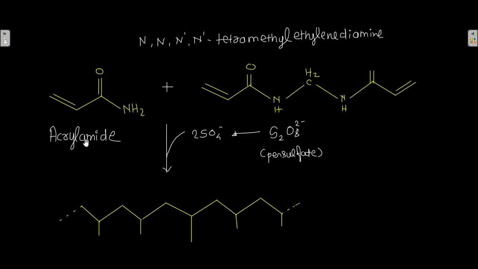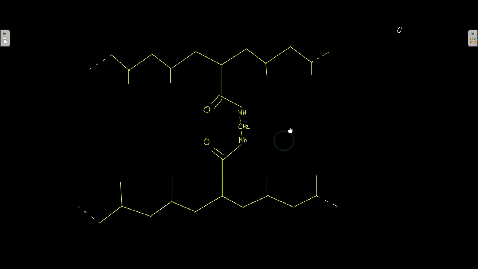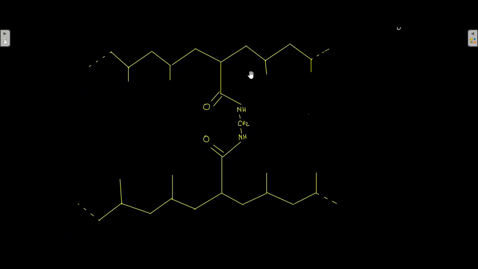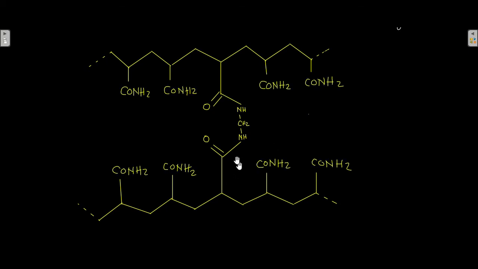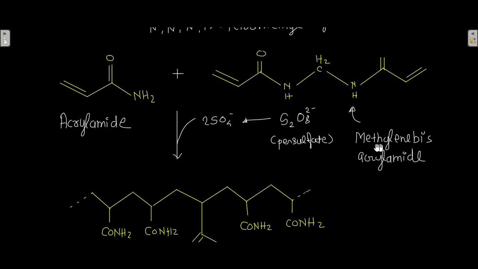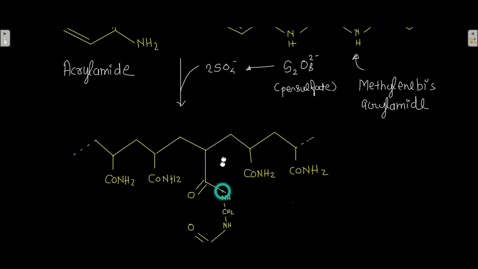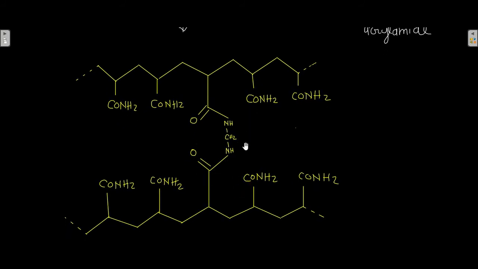So this is your acrylamide, and this is your methylenebisacrylamide. Both of these will combine and form your polyacrylamide gel in the presence of this persulfate. This is how your polyacrylamide gel looks. Acrylamide is combined with methylenebisacrylamide, and that polymerization results in the formation of this polyacrylamide gel.